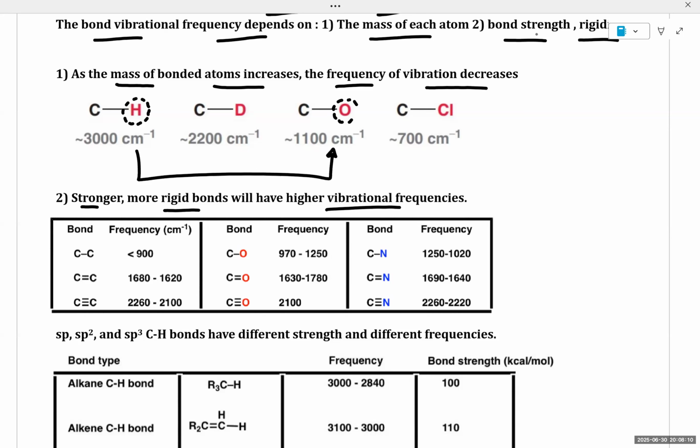We can see this by the fact that if we go from a carbon-carbon single bond to a double bond, the frequency increases, and as we go to a triple bond, the frequency increases further. So the stronger and more rigid your bond, the higher its vibrational frequency.